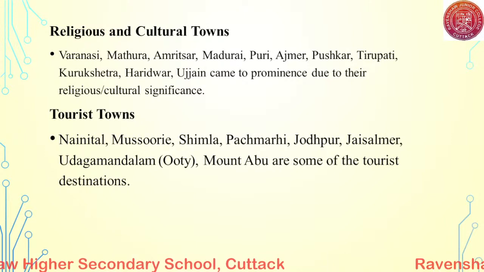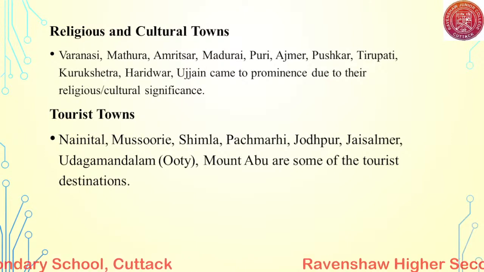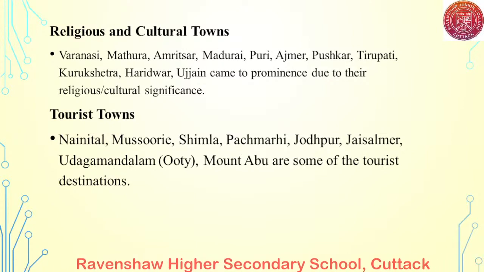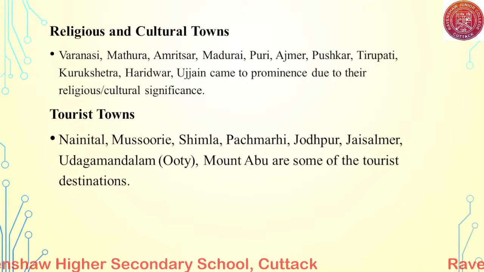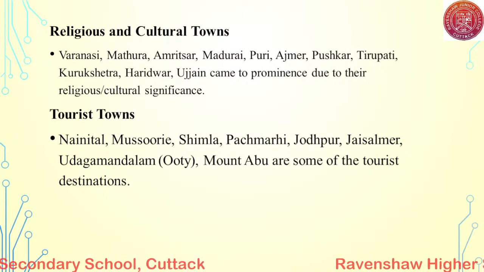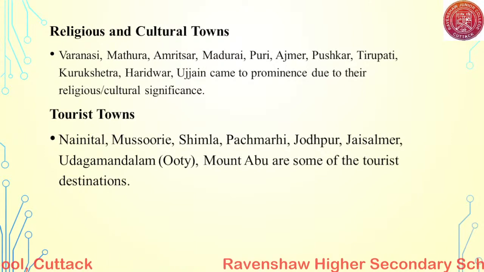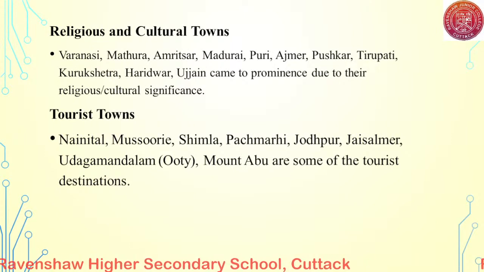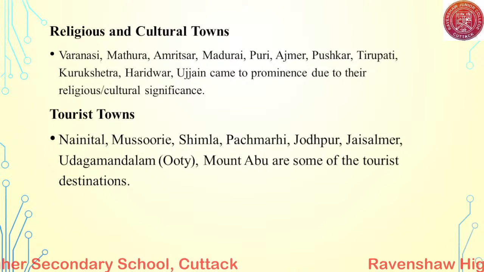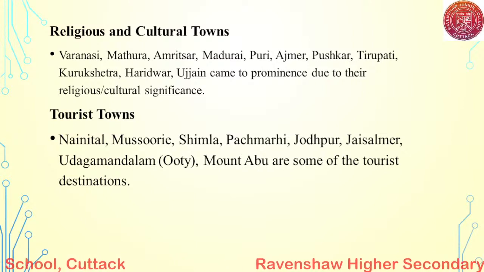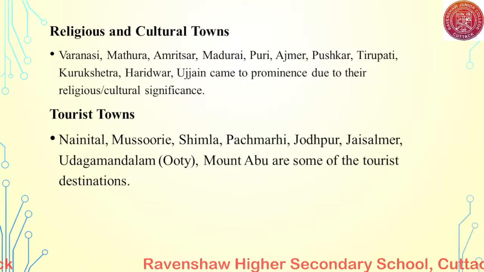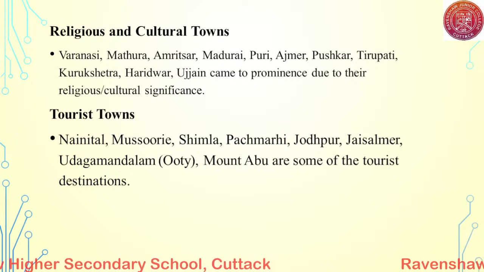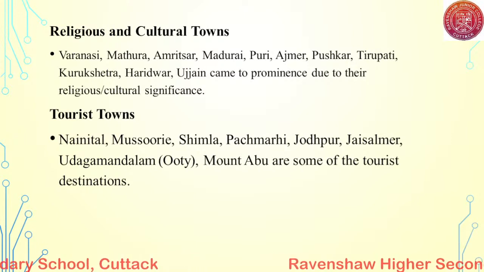Then the next category is religious and cultural towns, and some towns or urban settlements are specialized in religious activities or recreational activities. For example, Varanasi, Mathura, Amritsar, and Puri, which is located in Odisha and is one of the four dhams, and Ajmer, Pushkar, Tirupati, Kurukshetra, Haridwar, Ujjain. These places are known for their religious and cultural significance, and that's why they are religious or cultural towns.